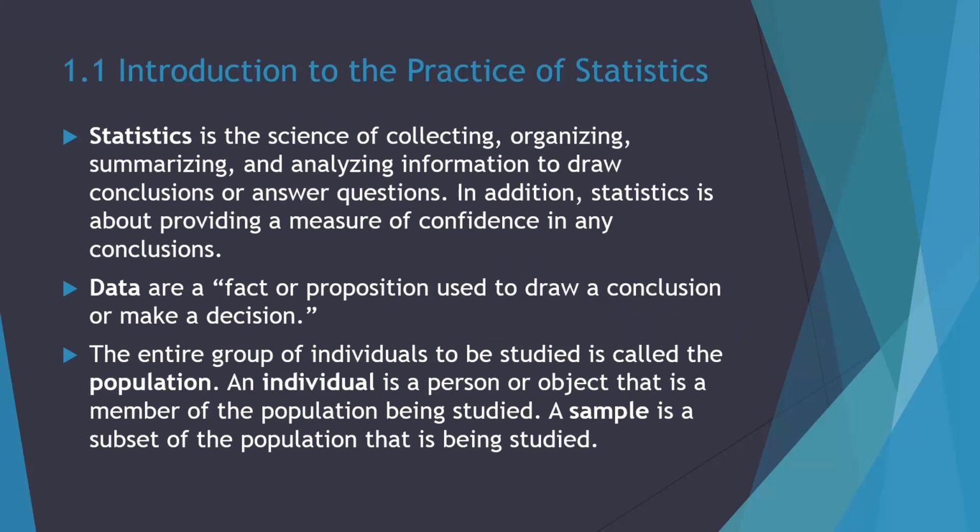The chapter is organized into sections. Chapter 1, I believe, is organized into 6 sections. So you'll notice this is section 1.1, Introduction to the Practice of Statistics. You can look on the upper right-hand corner of every odd-numbered page in your book, and it'll tell you what section of the chapter you're on.